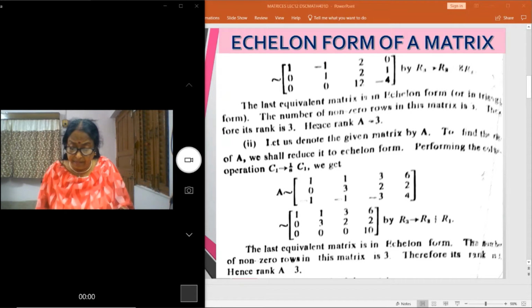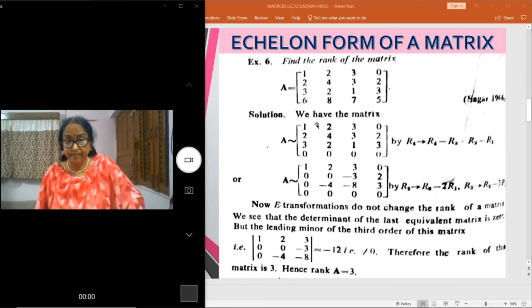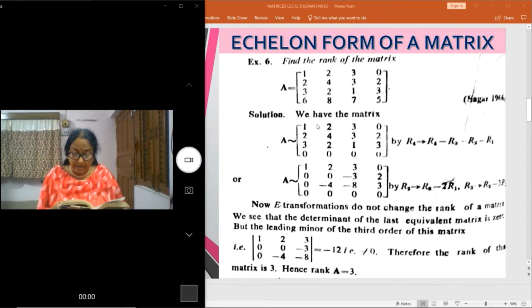Again, taking the second problem, we can see that after taking the row transformation R3 equal to R3 plus R1 and making all this equal to 0, we get the transformation as we can see. Here also, if we take the 3 cross 3 matrix, its determinant is not equal to 0. Next, example 6: find the rank of the matrix given.